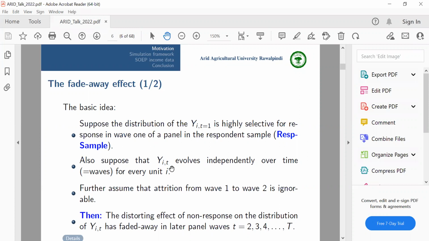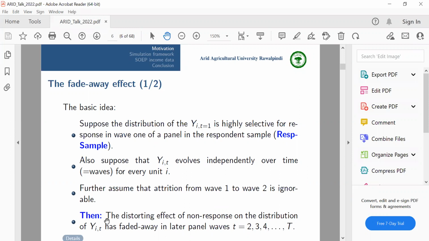Further, we assume that attrition from wave 1 to 2 and other waves is ignorable. There will be some small attrition. Attrition means that some people participate at the start of the survey, but in later waves they refuse to participate, or temporarily leave the survey. So we assume that attrition will be small.